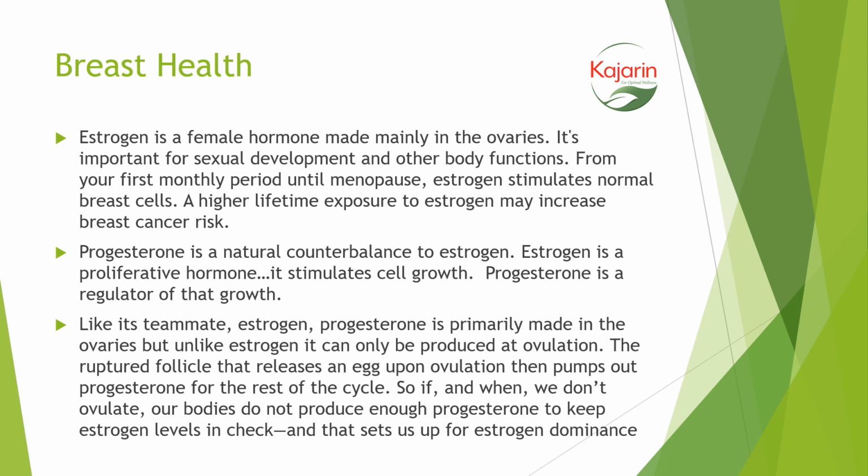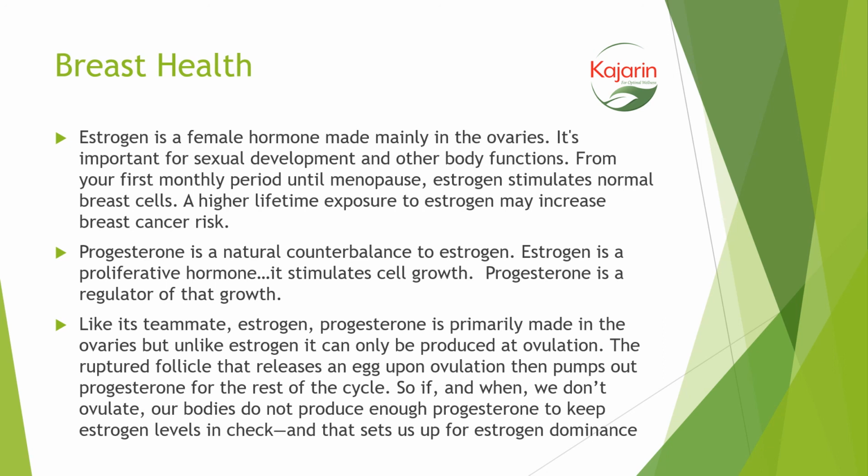Now, as we're understanding, progesterone is a natural counterbalance to estrogen. Estrogen is a proliferative hormone. It stimulates cell growth. Progesterone is a regulator of that growth. So progesterone, like estrogen, is primarily made in the ovaries, but unlike estrogen, it is primarily produced at ovulation. A little bit is made in the adrenal glands and some of the other cells around the organs around the body, but most of it is produced at ovulation in the corpus luteum, that sac that surrounds the egg.